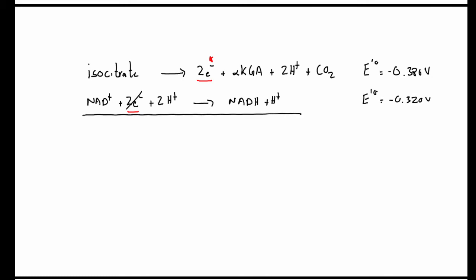So let's combine this. We're going to get rid of these. We're going to cancel these out. And what we're going to be left with is isocitrate will react with NAD+, giving its electrons to NAD+, and that will make NADH, which will be reduced, and alpha-ketoglutarate, which will be an oxidized form of a molecule, and CO2. And that's our reaction as a whole, and I forgot my proton, so we'll have to put that there.